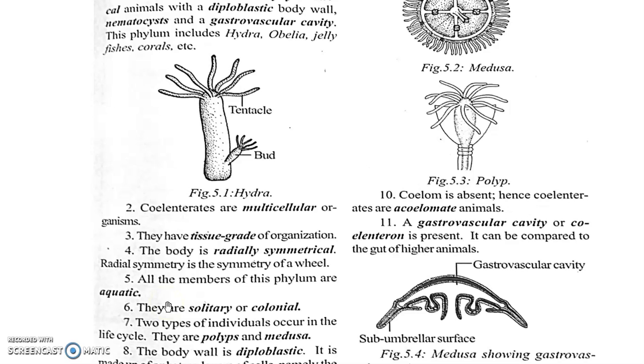All the members of the phylum are aquatic. These all are aquatic animals. Aquatic means what? They are present in water bodies. Either marine or freshwater. They are solitary or colonial. Solitary means what? Single, only one. Colonial means many, a group.